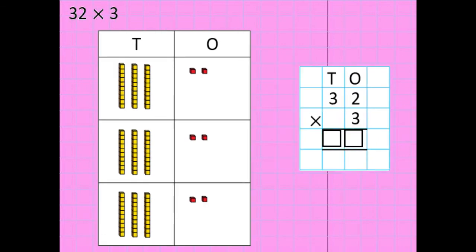Do the same for this one. So 32 times 3. Okay, so pause the video, work it out and press play when you're ready for the answer.